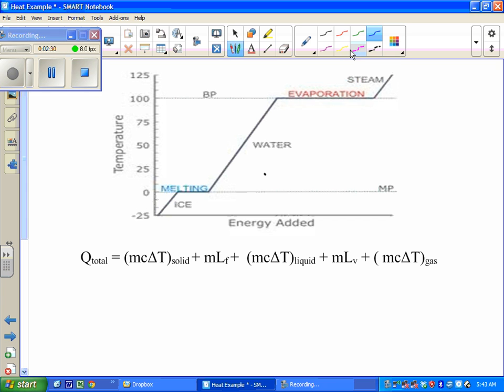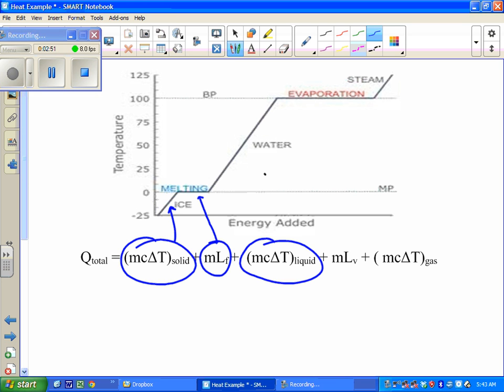So you can see here we have our solid, and this is the energy needed to heat up our solid, this portion of the graph. This piece, this LF term, LF stands for latent heat, and the F is fusion. So that is the fusion between a liquid and a solid. This piece, mc delta T, is the heat needed to increase the temperature of the liquid or the water.